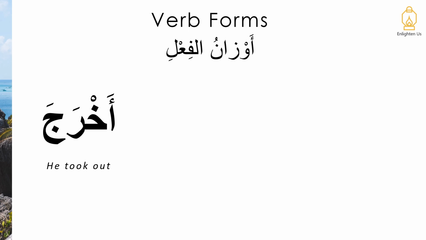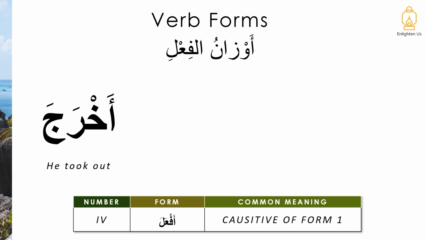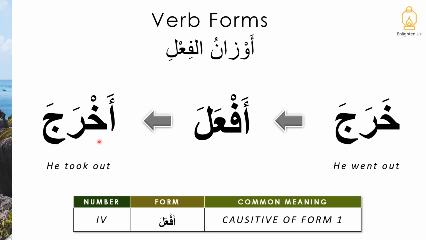So we've got akhraja. What if rather than just saying he went out, you want to say he took out? This is where form 4 is useful, and as we've seen before, form 4 causes form 1 to happen. So you start off with your form 1 verb. We saw kharaja, and then we use af'ala as our template, and this is how we get akhraja. Let's have a look at this in action.